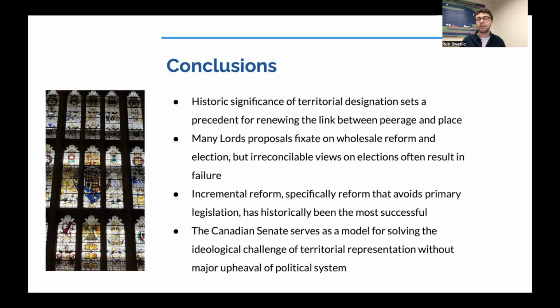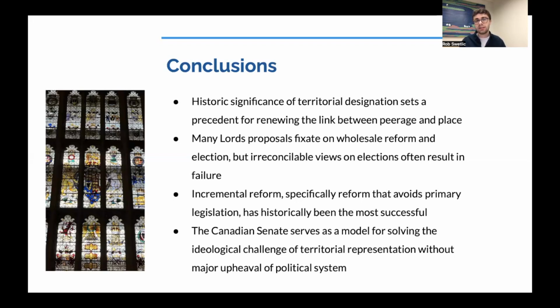Many peers are already distinguished local champions and champions of friendless causes, and this is part of the appointive model. And this appointive model, modified to incorporate territorial representation, could create a link between peers and the places where they are designated. Many proposals for the House of Lords fixate on wholesale reform and election, but as previously mentioned, there are a lot of irreconcilable views on elections, the necessity of elections, the type of electoral system, and the boundaries of constituencies, and those have historically led to failure and abandonment of those reforms.